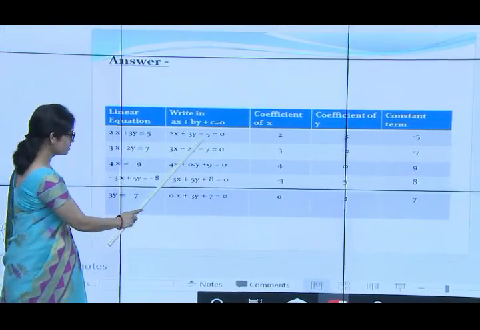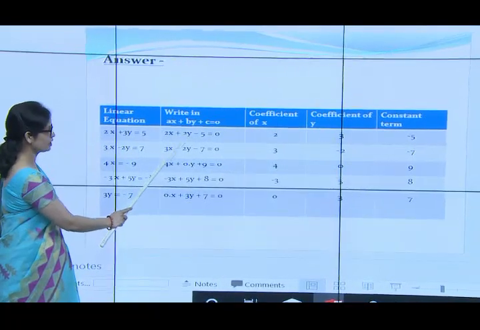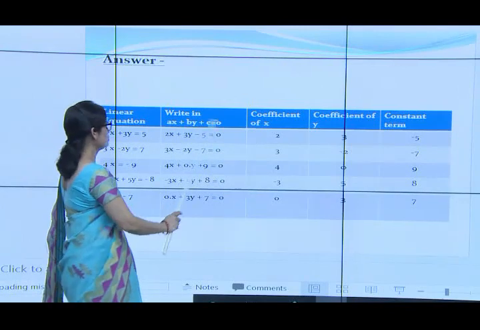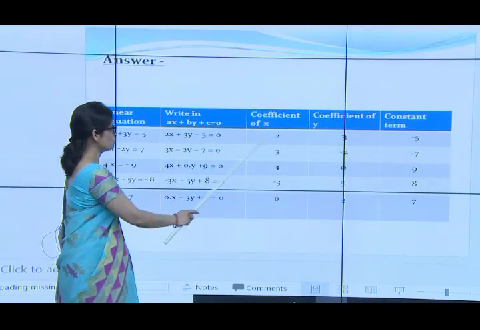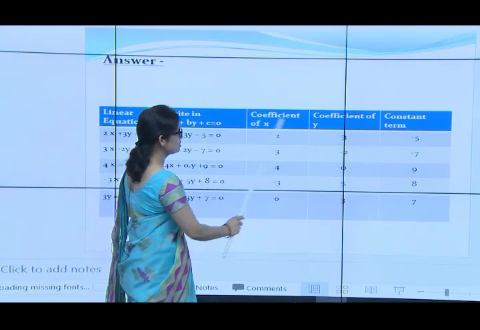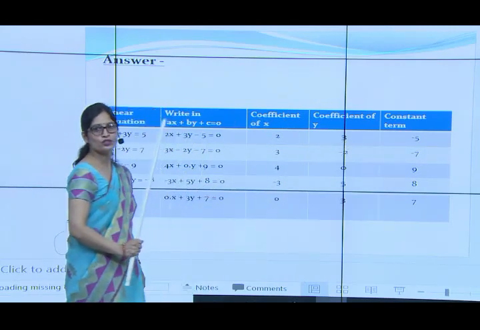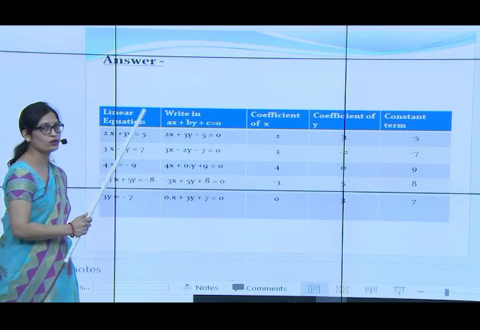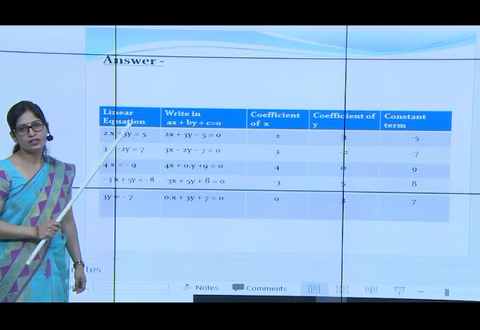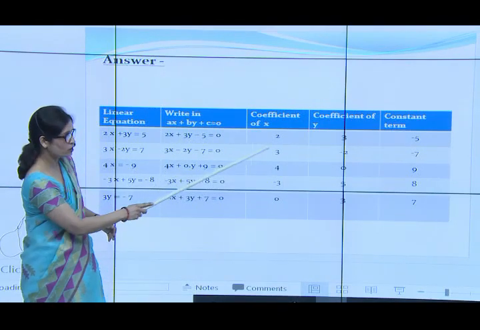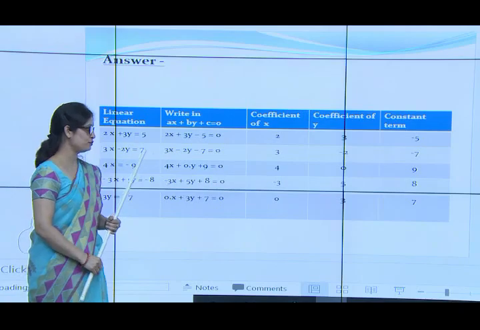See here, this is your equation given. You transfer this term towards the left hand side, then the equation will be in standard form. Now you will say the coefficient of x is here 2, the coefficient of y is here 3 and the constant term is minus 5. The most important thing is whenever you are taking the coefficients of x, y and the constant term, they are always taken with their sign. If the sign is negative, then the constant term will be minus 5.